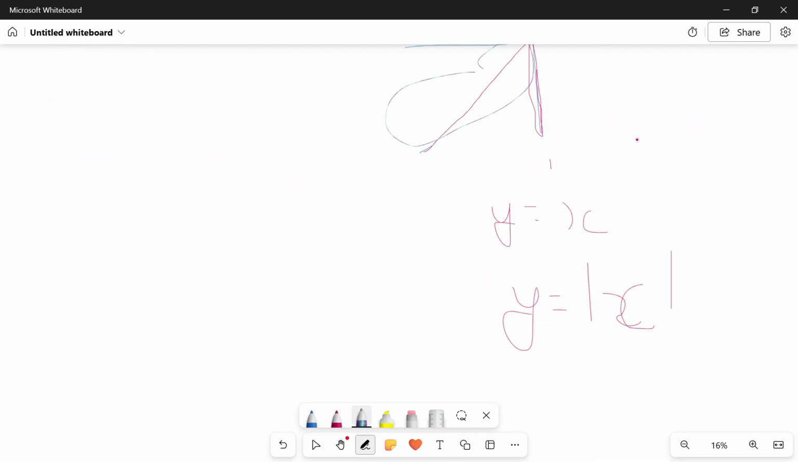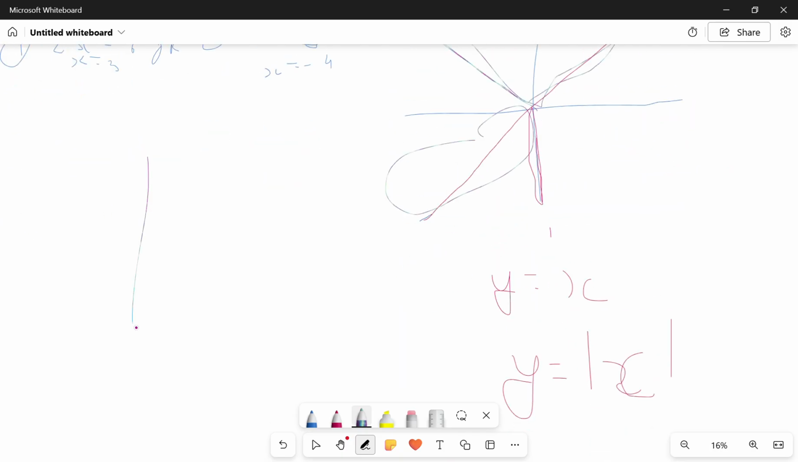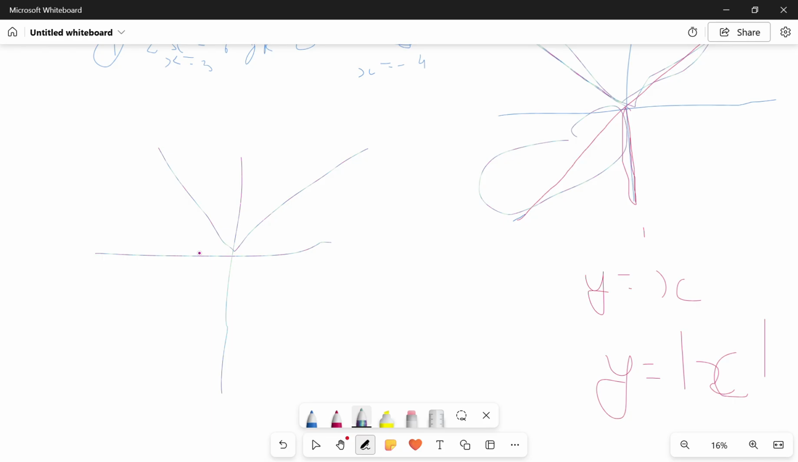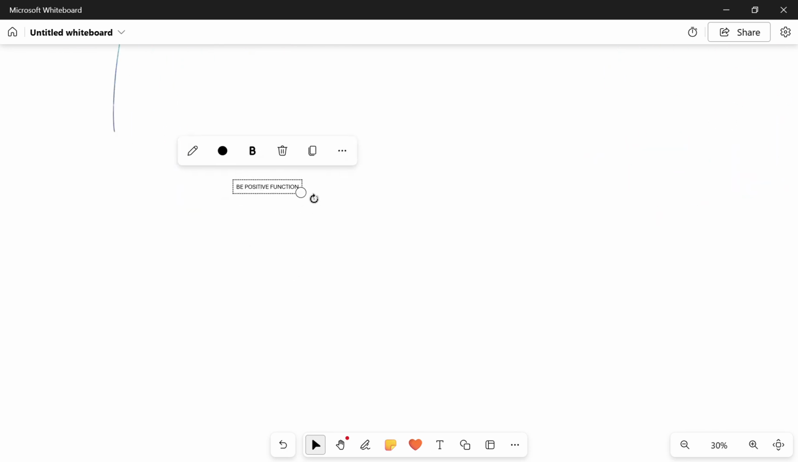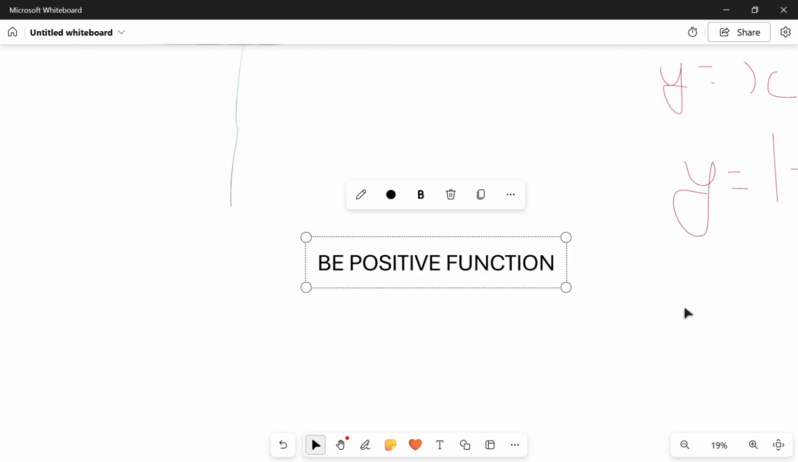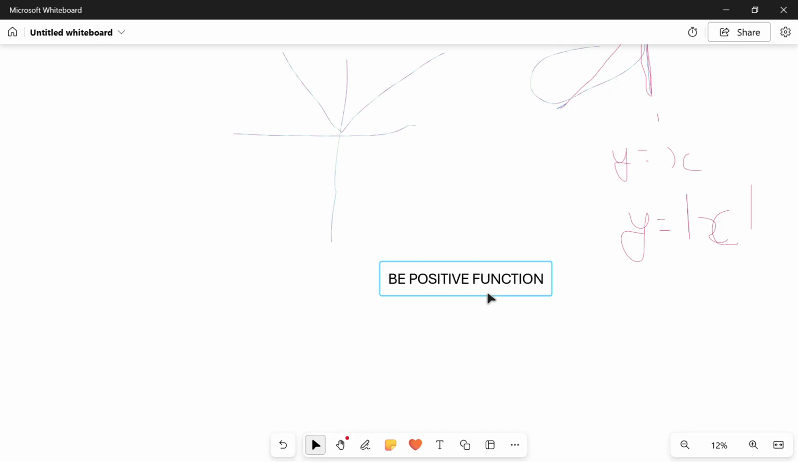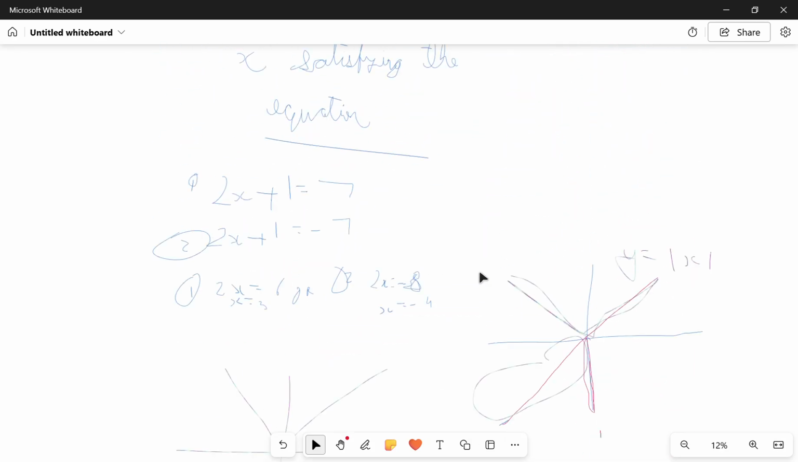Let me draw it again for better clarity. It is a V-shaped graph. Even for a negative x value, the y value will be positive. Think of absolute values as a B positive function. Always be positive in your life.